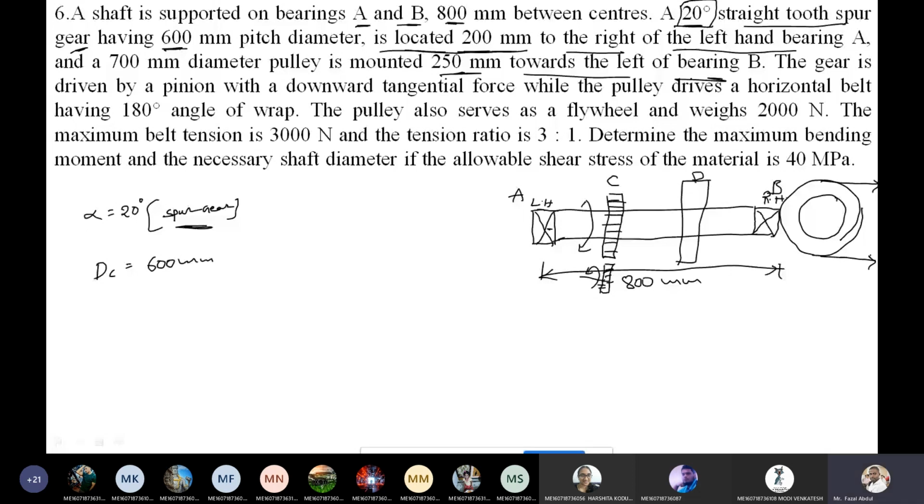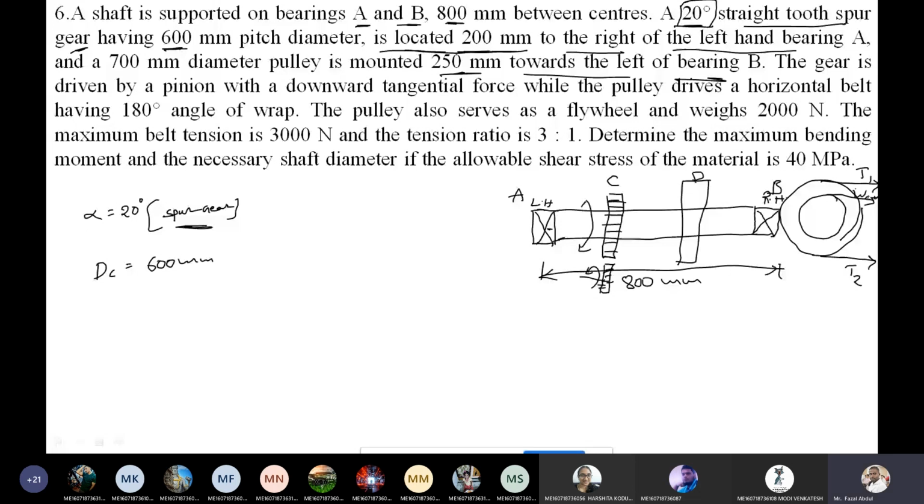Horizontal belt system. This is the T1 and this is the T2: tension in the tight side, tension in the slack side. Okay. Now this is the one here for the gear. I am representing this one. This is the gear.